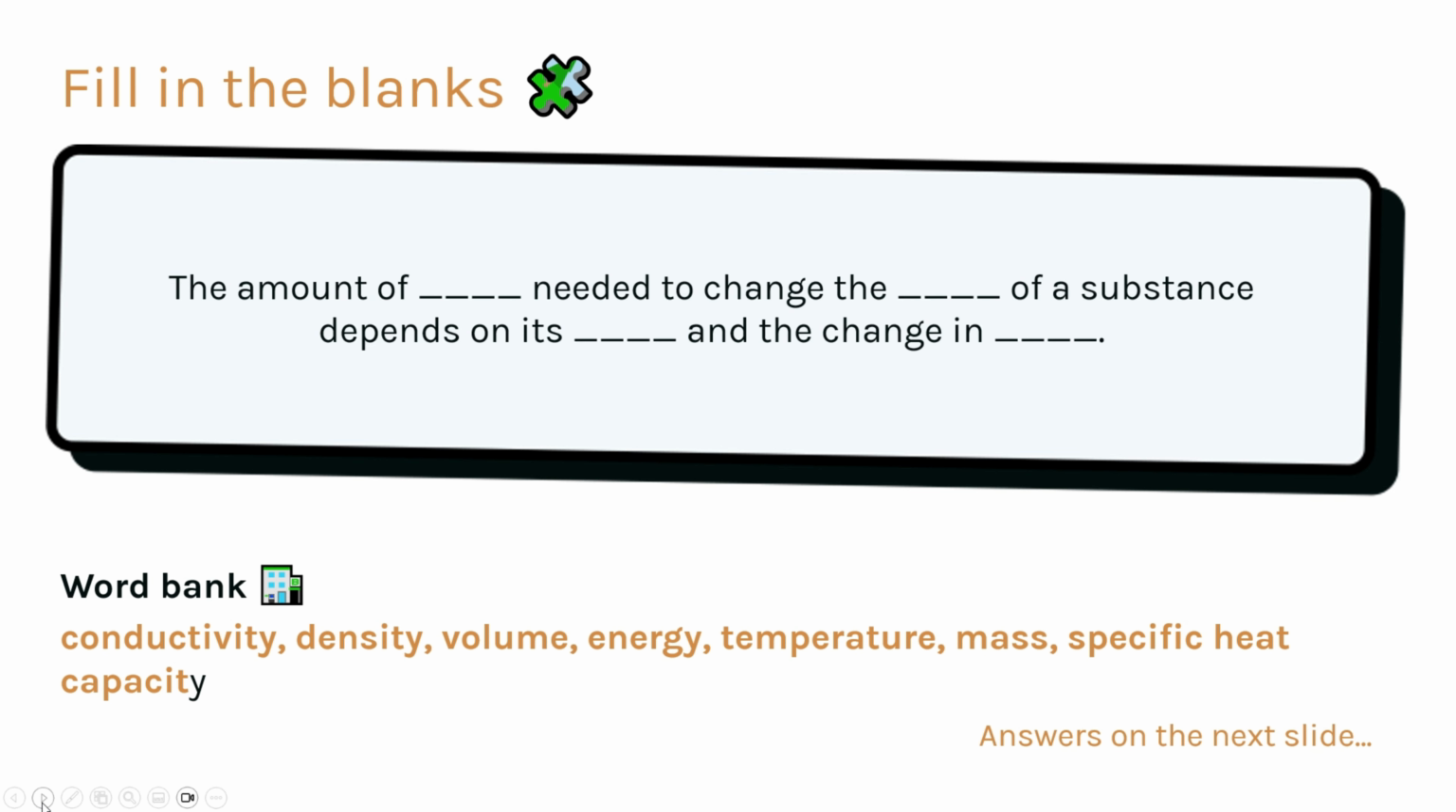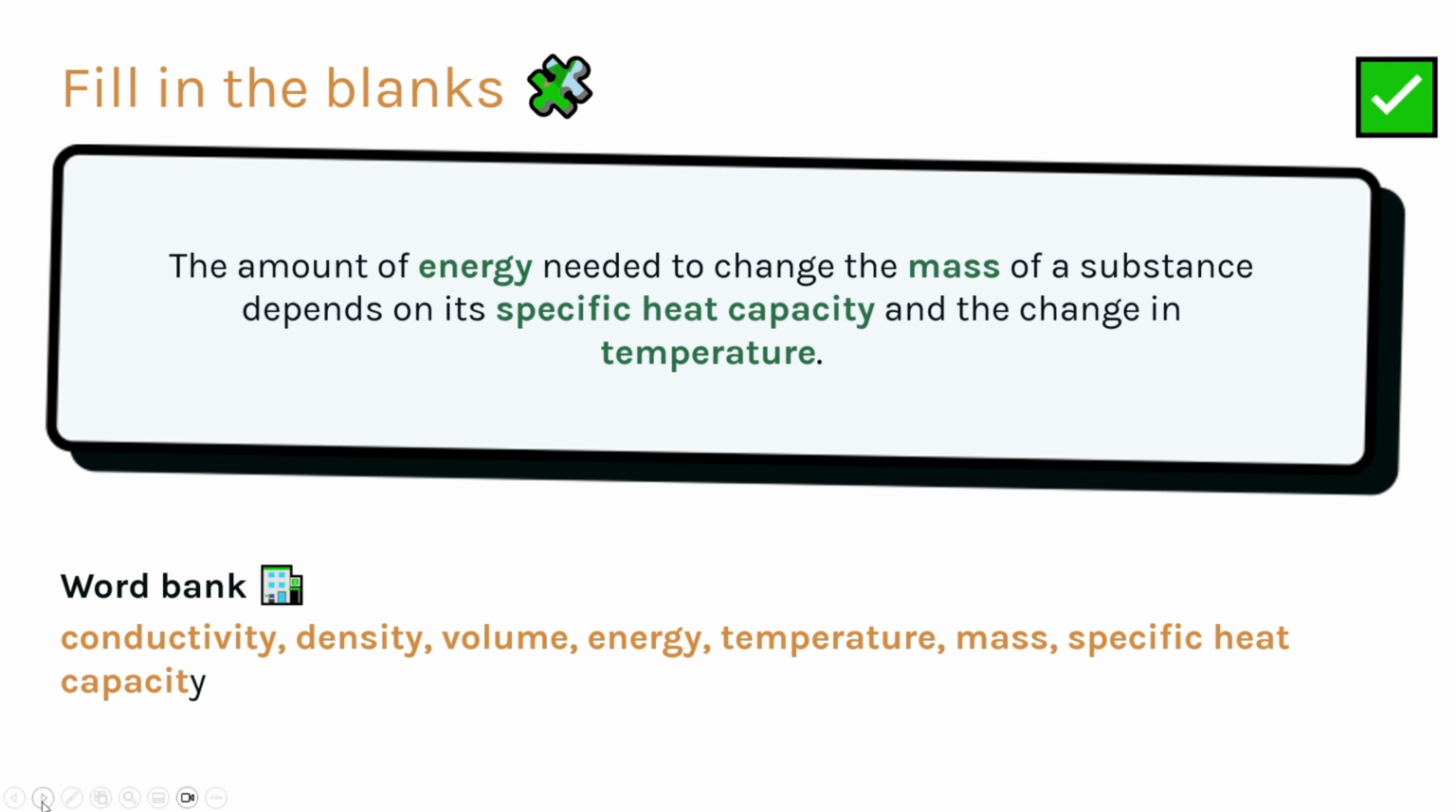Fill in the blanks activity. Let's check your understanding. The amount of energy needed to change the mass of a substance depends on its specific heat capacity and the change in temperature. This sentence perfectly summarizes the equation we just used.